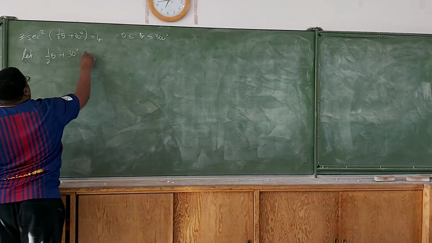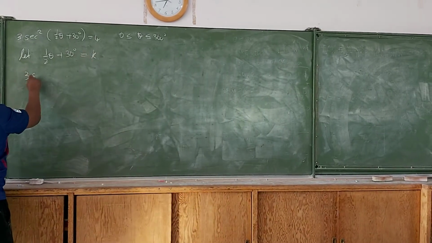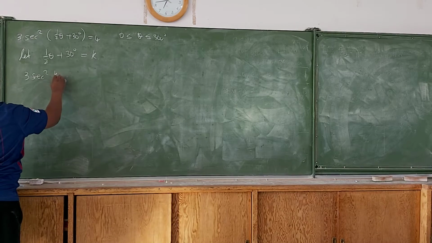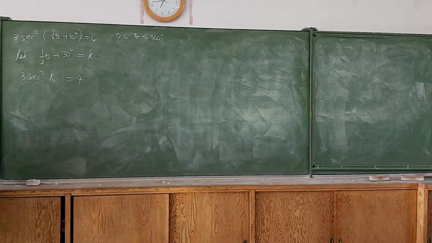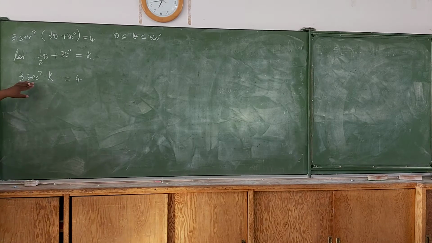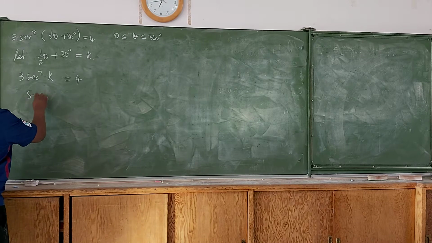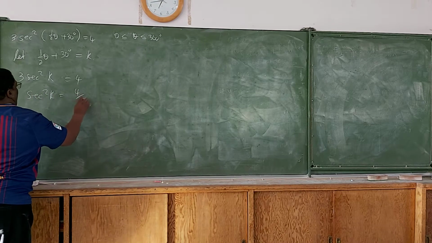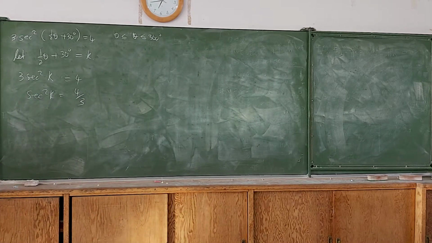0 degrees equals k. So I have 3 sec square k equals 4. You do realize that to get that you have to take the square root. Anyway, this is going to be sec square k equals 4 upon 3. Are we okay so far? This is the inverse of cos. Don't worry, I'll wait for it.